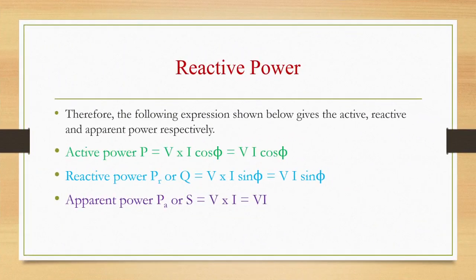Therefore, the following expressions show the relationship between active, reactive and apparent power respectively. Active power is equal to VI cos phi. Reactive power is equal to VI sin phi. Apparent power S is equal to VI. Active power is denoted by P, reactive power is denoted by Q, and apparent power is denoted by S.